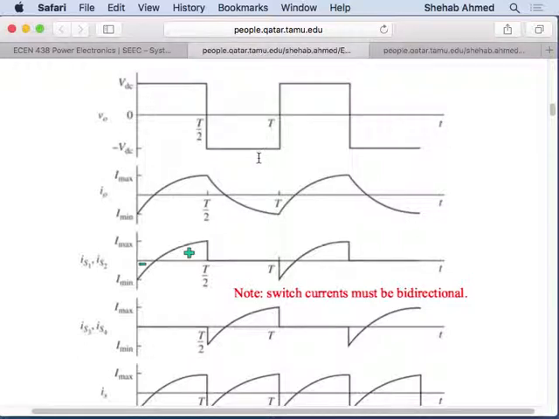Fine. One thing to note is, let's see what the current waveform looks like. The output current waveform looks like this, right? We agreed that this is what the output current waveform will look like. Is this output current waveform unidirectional?